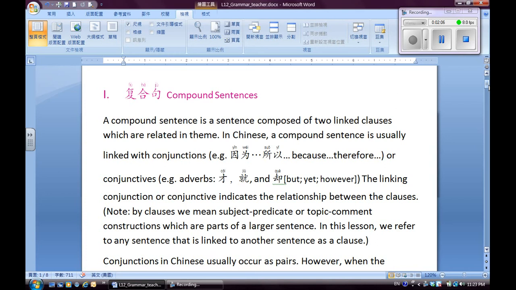So, the linking conjunction or conjunctive indicates the relationship between the clauses. Please note that by clauses we mean subject-predicate or topic-comment constructions which are parts of a larger sentence. In this lesson, we refer to any sentence that is linked to another sentence as a clause.